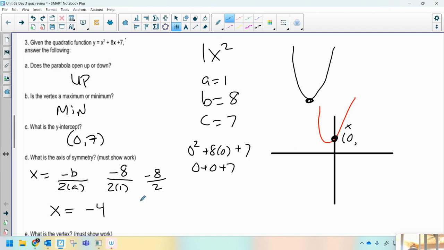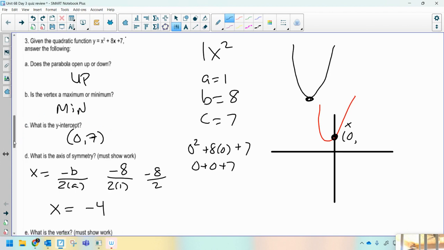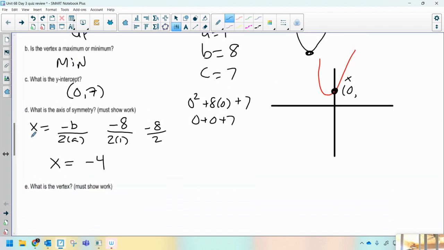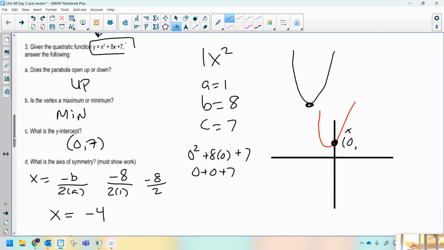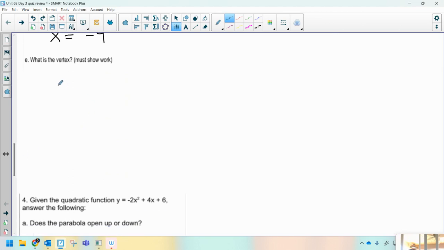Now, in order to get the vertex, we take the axis of symmetry and then we just plug it in to our equation. And we do have an equation right here. By the way, all equations have an equal sign. That's what makes an equation. X squared plus 8x plus 7. That's our equation.